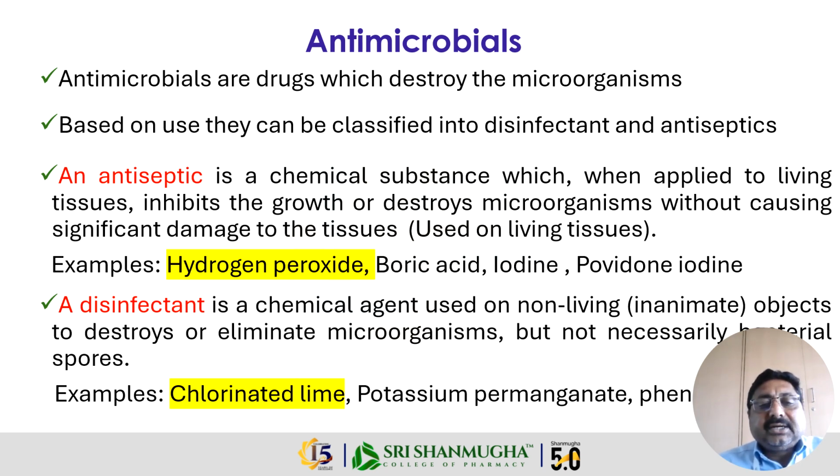What is a disinfectant? A disinfectant is a chemical agent used on non-living objects to destroy or eliminate microorganisms, but it will not kill the bacterial spores. It will be used on inanimate objects, right? Examples: chlorinated lime, phenol, potassium permanganate, etc.